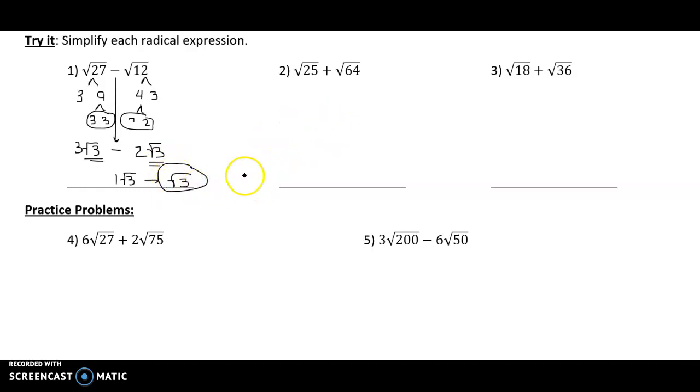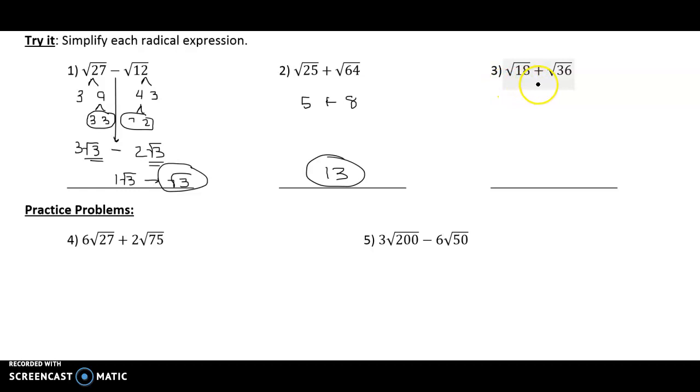Okay? Moving on to this one, you can break them down, or you got to be good at recognizing perfect squares. What's the square root of 25? Just straight 5. What's the square root of 64? Just 8. Remember, if you put this in your calculator and get that it's 5, it does not have a radical anymore. Are these like terms now? Yes, they are. Neither of them have a radical, so they are like terms.